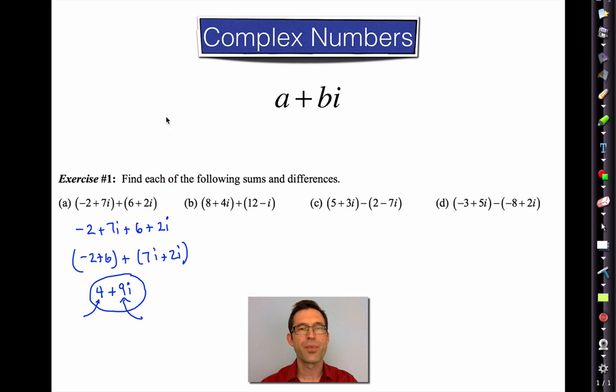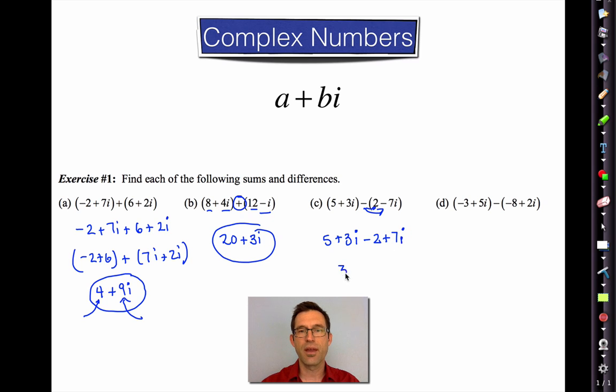Okay, let's go through them. Real simple. This is addition, so I need to add the real portions, which will be 20, and add the imaginary portions, which would be 3i. Now, subtraction is always dicier, and it doesn't matter whether we're working with complex numbers or anything else. When we distribute that subtraction, that 2 will become negative, and that negative 7i will become positive. So it's not all that difficult. 5 minus 2 is 3. 3i and 7i is 10i.